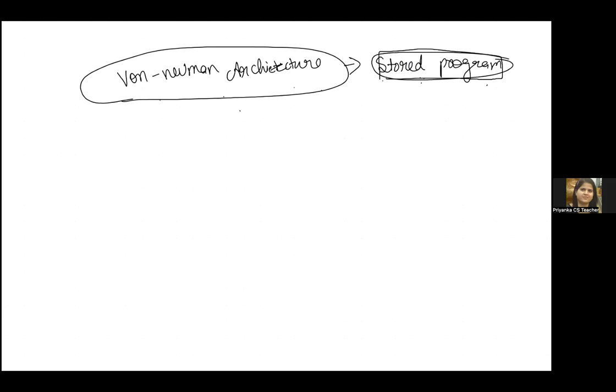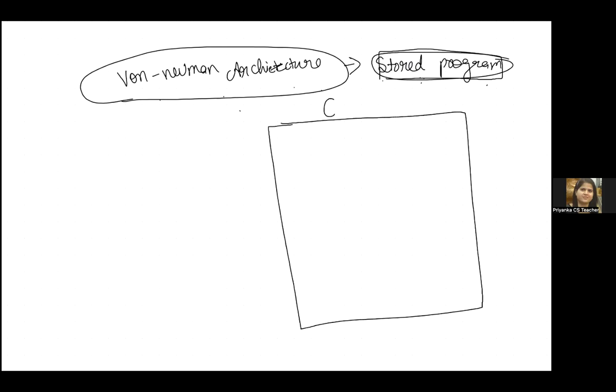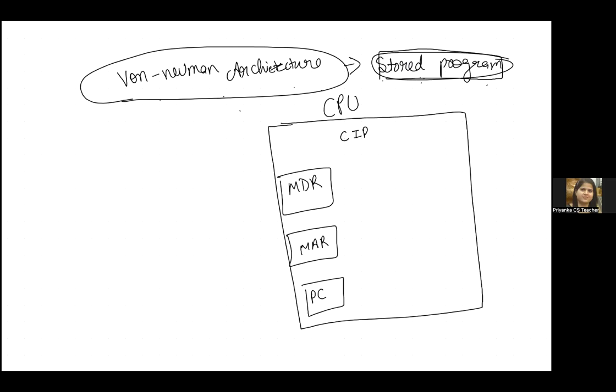Let's say this is the CPU diagram. In the CPU, you have PC, then you have MAR, then MDR, then CIR. CIR is actually inside the control unit. Then you have the arithmetic logic unit. Inside the arithmetic logic unit, you have the accumulator.